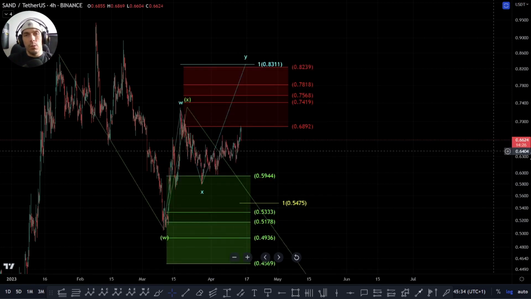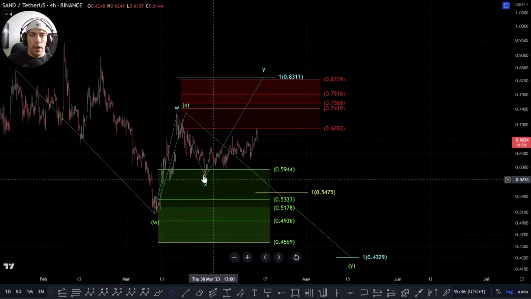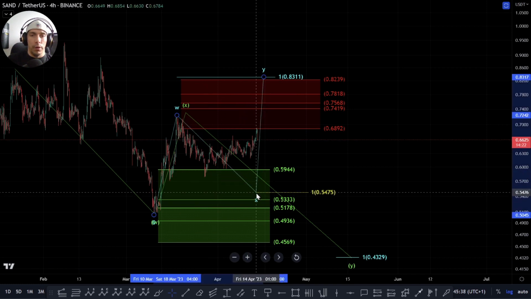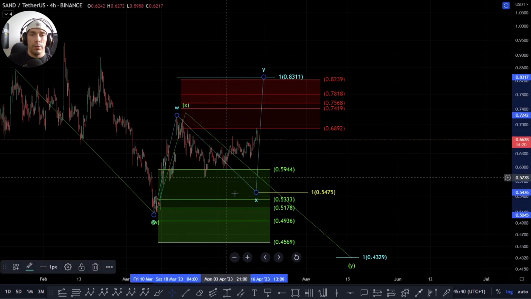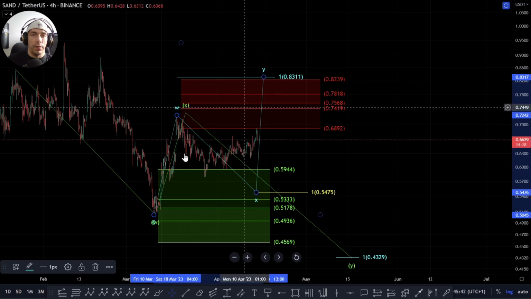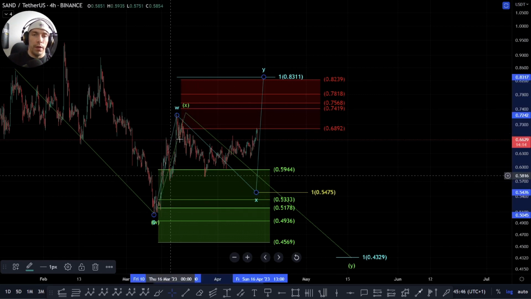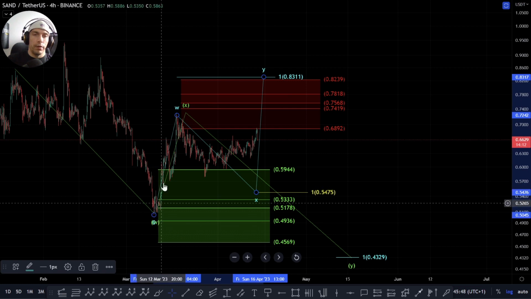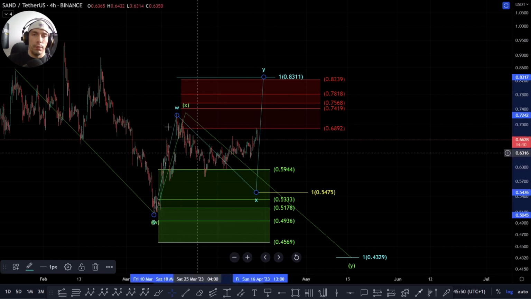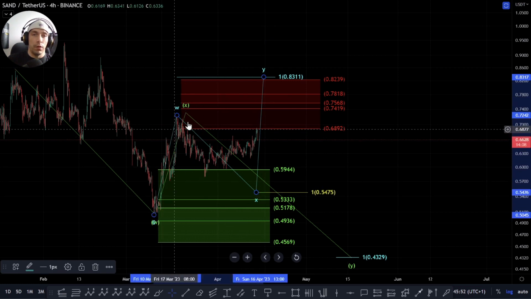Basically, we could have something like this, where we're still within a X wave. Like I said, we have A, B, and C, or W, X, and Y, depending on how you want to count this move here. You can potentially count it as a 5-wave move. So because of that, I'm looking at it as A, B, C in the previous option.